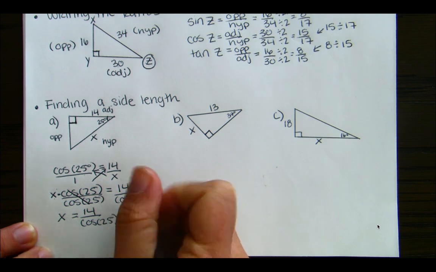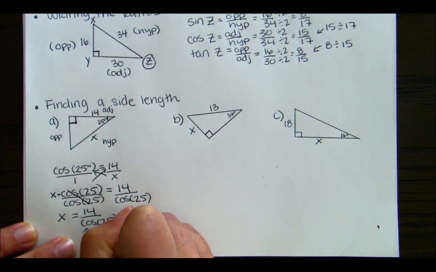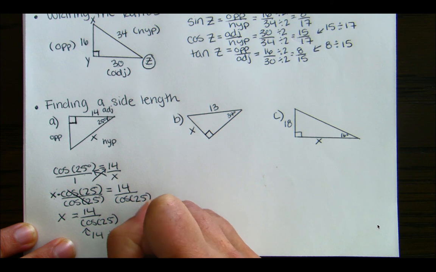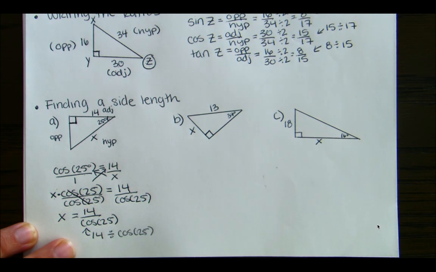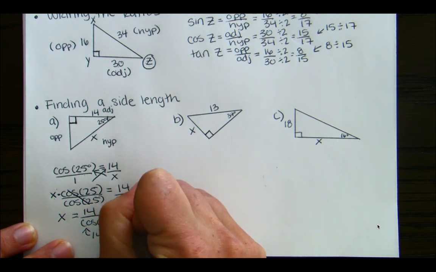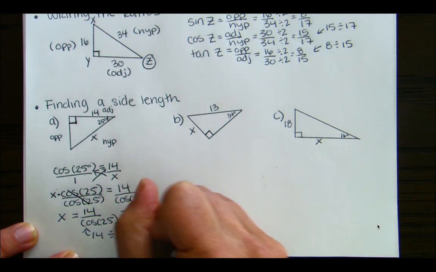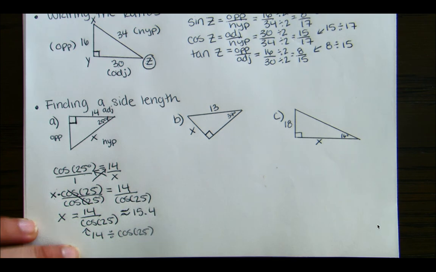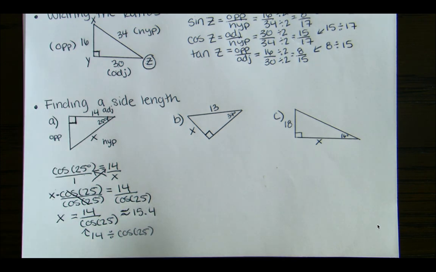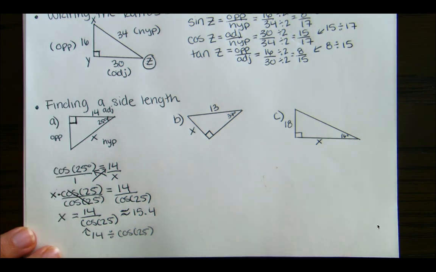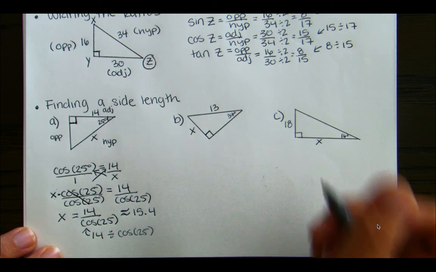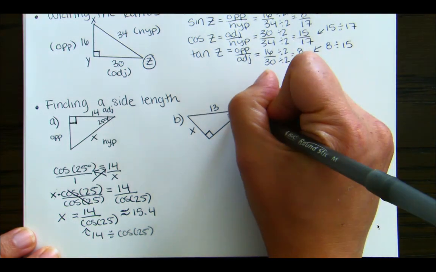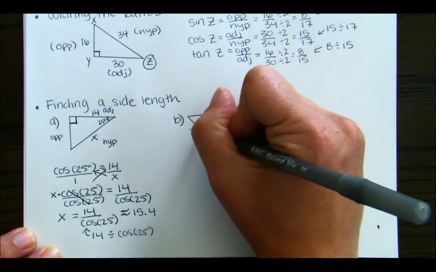So in your calculator, it should look like 14 divided by cosine of 25. That is what you should be putting into the calculator. And when I put that into the calculator, I end up with approximately 15.4, depending how you round it, or 15.5. So if I were to round it, that's what I would get. So now I'm going to move on to the next one. So again, I have to determine, is it sine, cosine, or tangent? So let's label everything. I'm coming from this angle. This is my opposite.